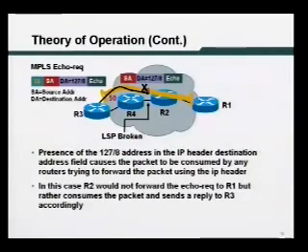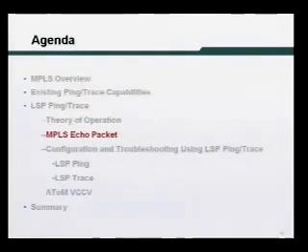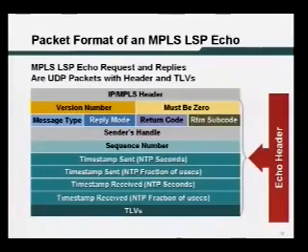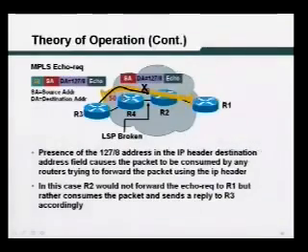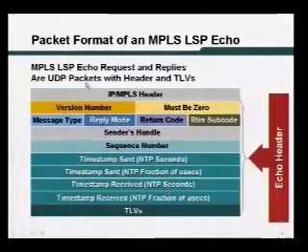So I've been saying that by looking at the contents of the echo packet, the router would know exactly what information is there and what the sender is expecting. So let's see what the echo packet contains. Here's what the echo packet's contents are. Of course, we have an IP or MPLS header, so this is the IP header, and this is the MPLS encapsulation. So we have IP, MPLS encapsulation, and anything from here all the way to these TLVs, these are the contents of the echo packet, echo request or echo reply.